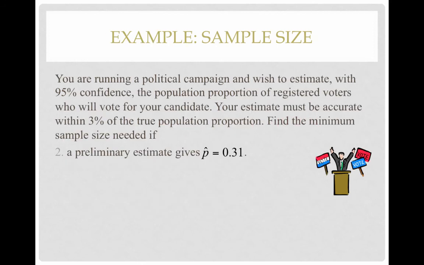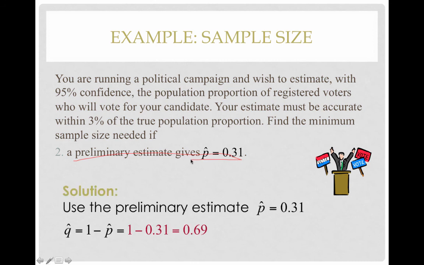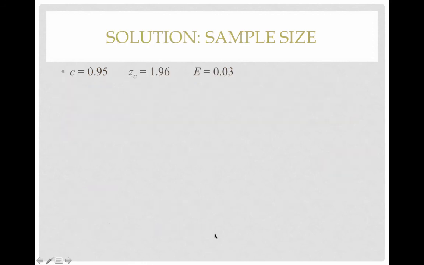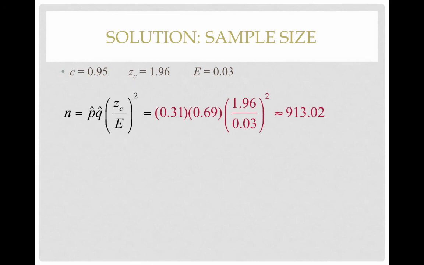Okay, let's run through it again, but this time I'm going to tell you we have a preliminary estimate that gives p hat as 0.31. Okay, so how does that change things? Well, if we have p hat is 0.31, in order to get q hat, we need to subtract 0.31 from 1 to get 0.69. So again, we have p hat, we have q hat's 0.69. We have our same error and our critical z and our confidence. So now with this preliminary estimate of 0.31, I'm changing my p hat and my q hat.